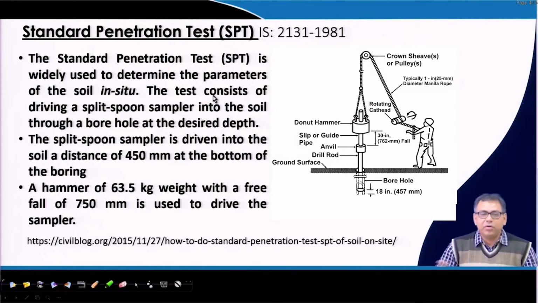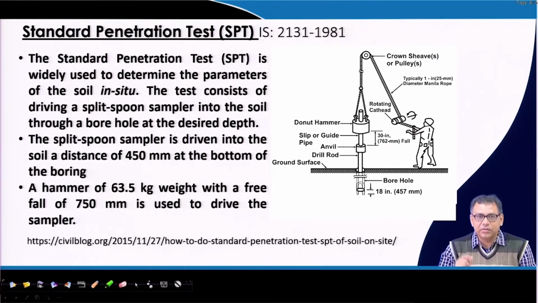So, now we will go for the next part, which is the penetration test. The first one that I will discuss is the standard penetration test. This is a very popular test. Here we use a split spoon sampler. That sampler is attached to a rod, and I can extend this rod by using a number of rods, so we can put the sampler at any depth as we require, and then we apply the hammer blow on this rod.